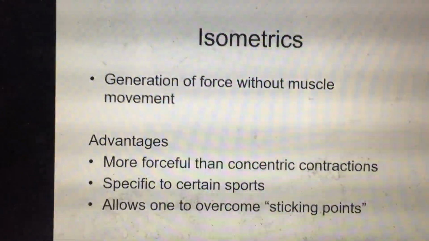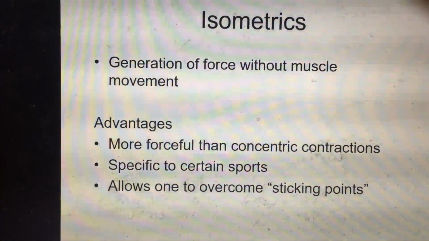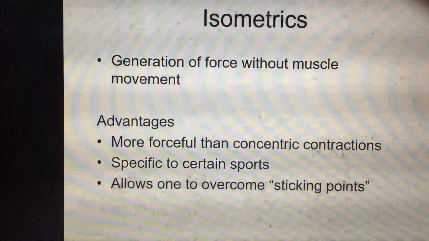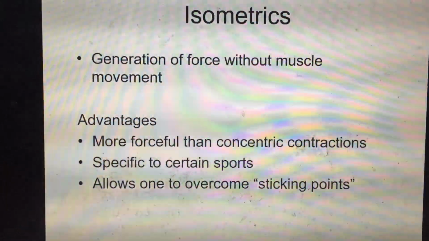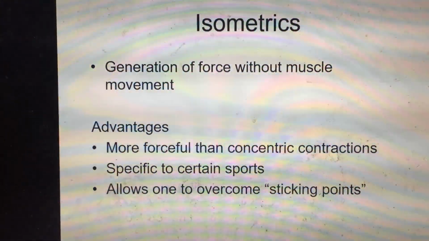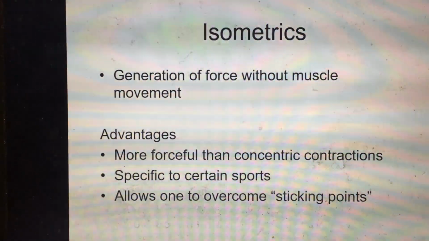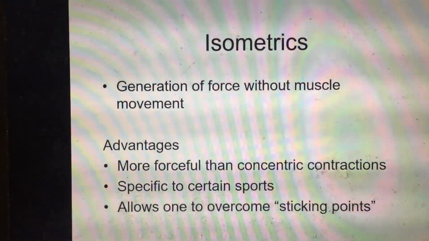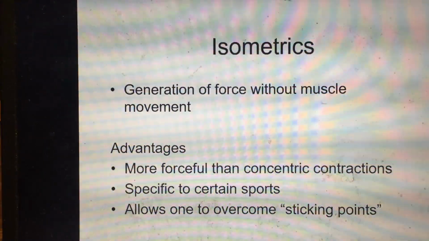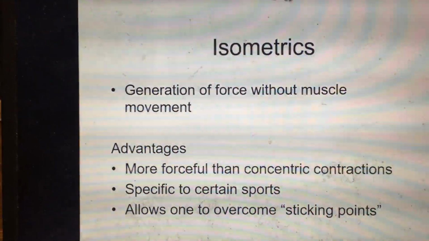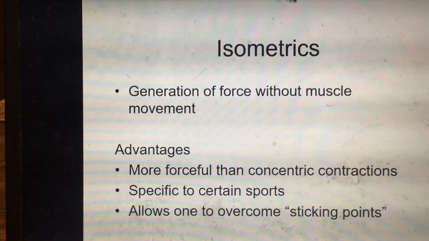So isometrics generate force without movement. So the advantage here is, again, it allows quite a forceful contraction specific to certain sports. And it also allows one to overcome sticking points. So when you're lifting a weight through a range of movement, you often have points in that range of movement where you're weaker than others. And it prevents you from performing a successful lift. So you can train at your sticking points using isometric contractions to try to overcome those sticking points.